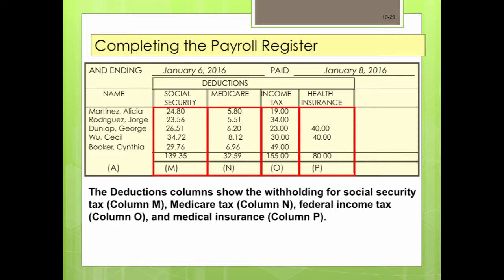And this continues on. So we have income tax withheld for Alicia at $19. She has no health insurance deductions for this payroll, but there are some for the others. It's just a way of you recording what's happening to your payroll. You could do this in Excel. It's very easy to do in an Excel sheet.